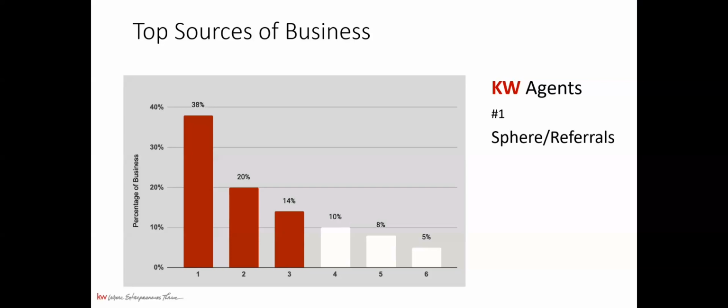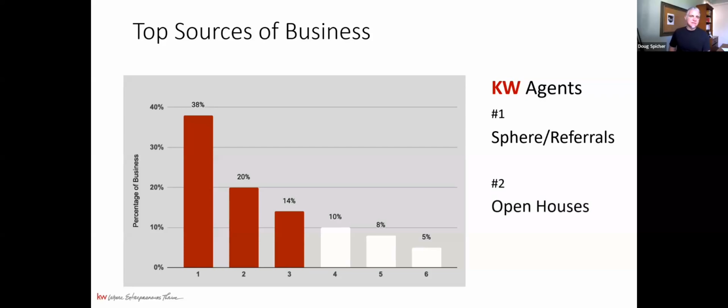Open houses. That is correct. Open houses is the second most common driver of business for agents. How about the third? Door knocking. Door knocking is actually down here. Social media? Not necessarily social media specifically. Paid ads?